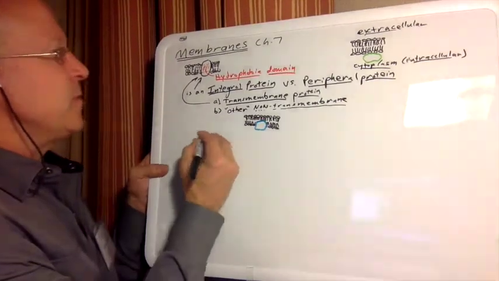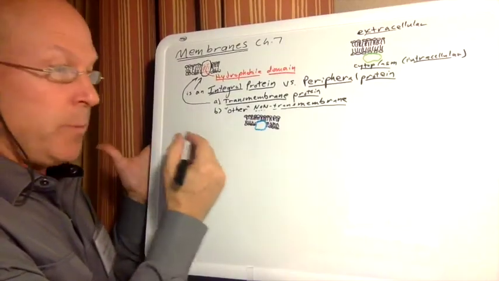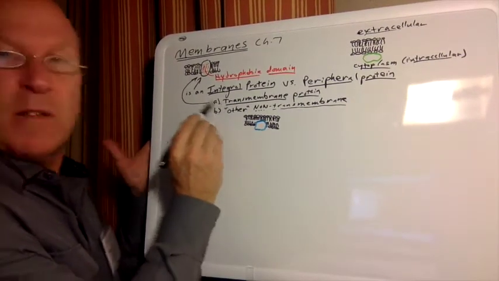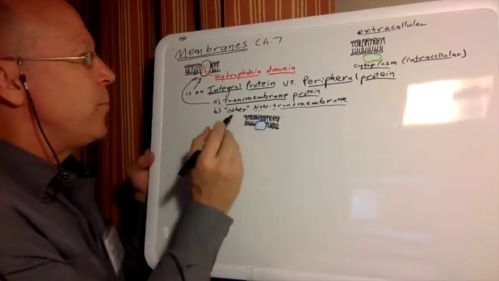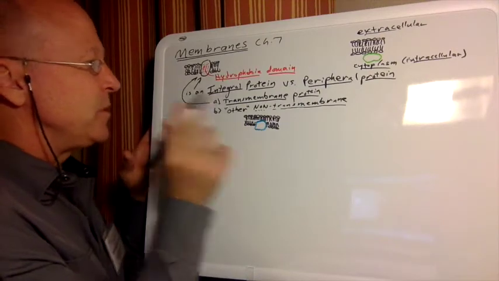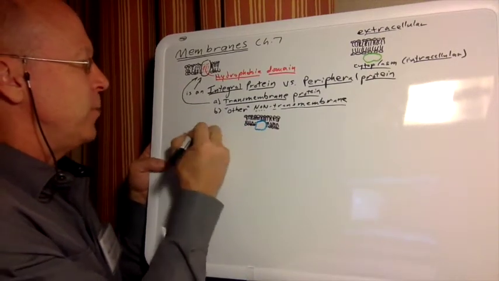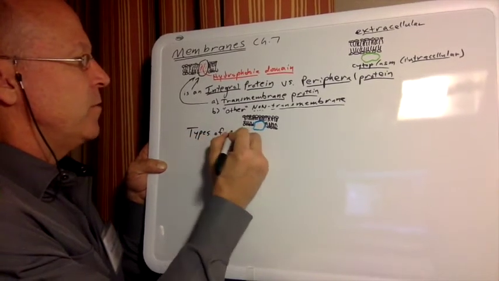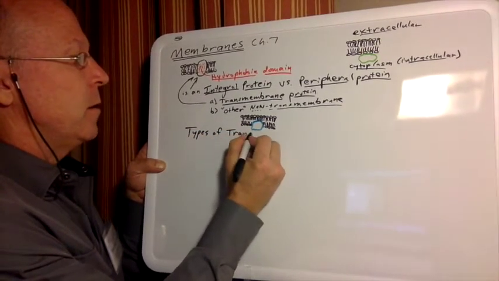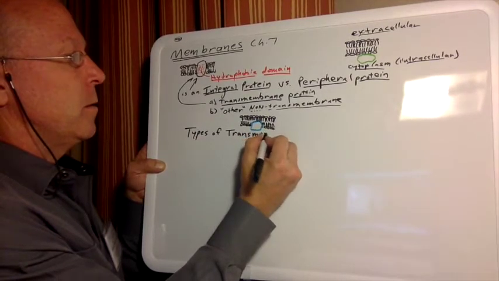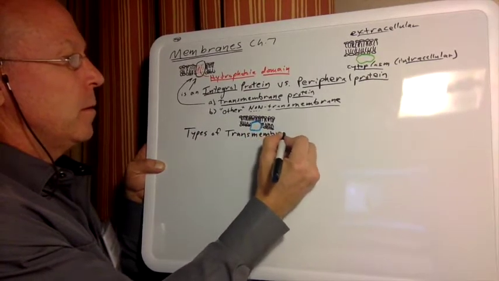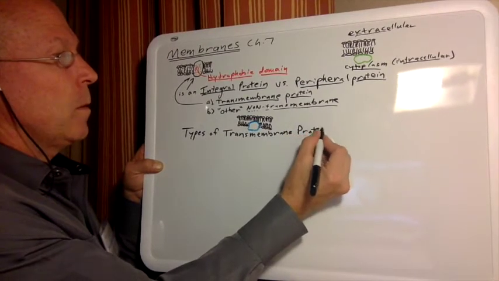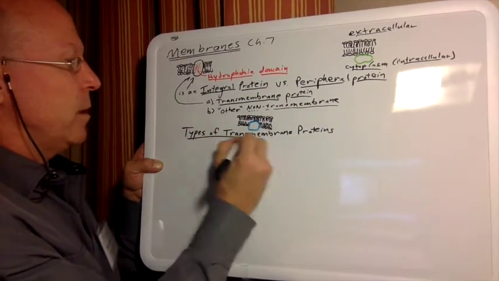All right, so let's pick up with the next thing on our plate, and that would be the types of integral proteins. So here's kind of the size and how they relate to the membrane. There's actually more specific types of transmembrane proteins. This is big stuff. It's a big title right there.